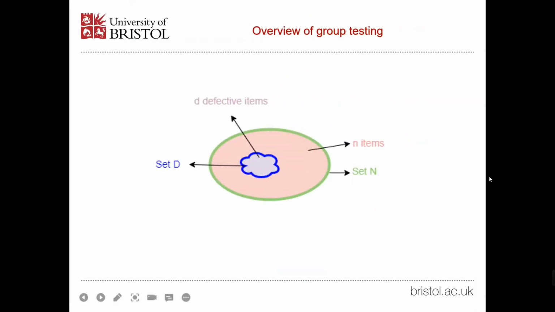Group testing is performed on a large set N with a total of N atoms, and the subset D of N is called the set of defective atoms, of which there are a total of D atoms. The goal of group testing is to accurately identify the defective atoms using algorithms.